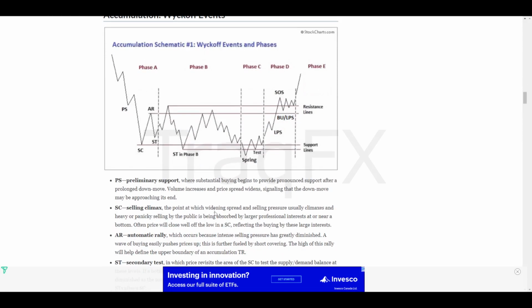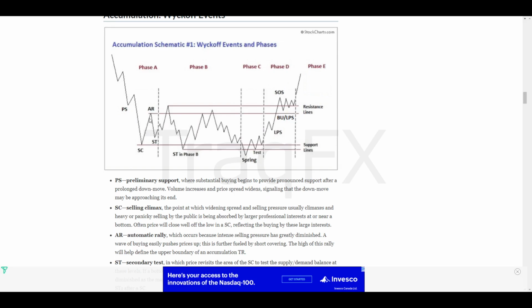Let's read this. The point at which widened spread and selling pressure usually climaxes, meaning finishes, and heavier panicky selling by the public is being absorbed by larger professional interest at or near a bottom. Often price will close well off the low in SC, reflecting the buying by these large interests. So if that's confusing, just imagine this as where sellers are out of the market and buyers come in.